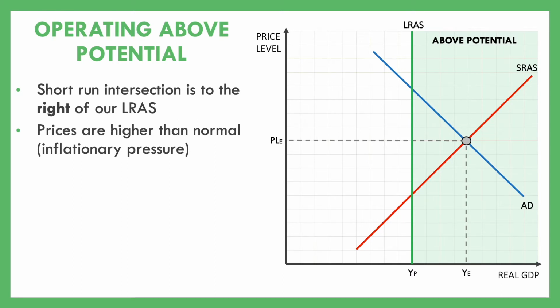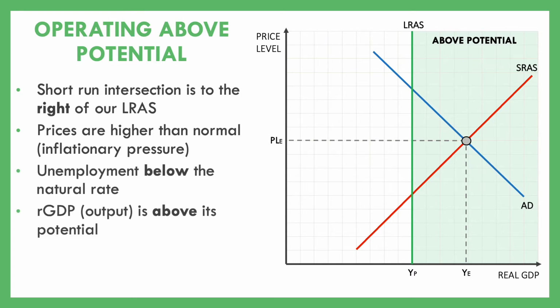We're actually going to see, too, that our unemployment rate is below the natural rate of unemployment, and our output is above its potential. It's beyond where we could be. And so that's an expansionary gap. And if you remember, we had talked about that this is possible for the short run. It's just not sustainable in the long run.